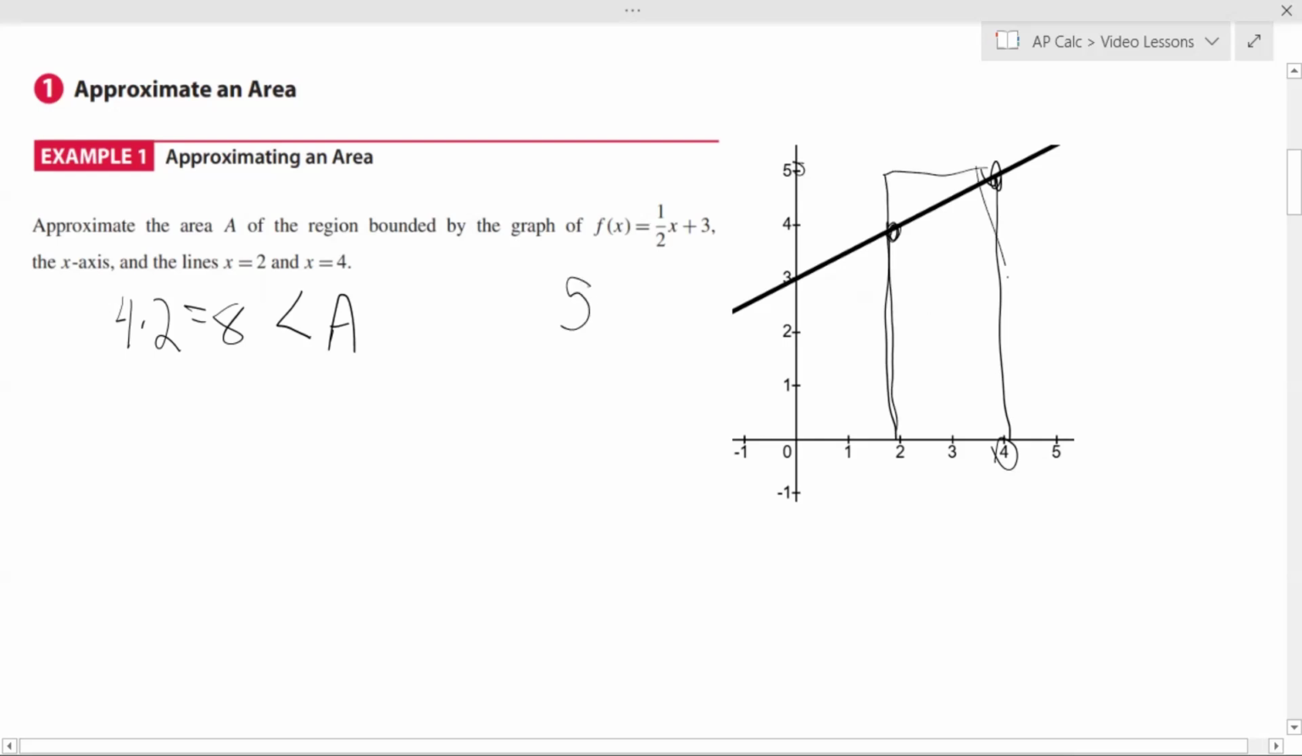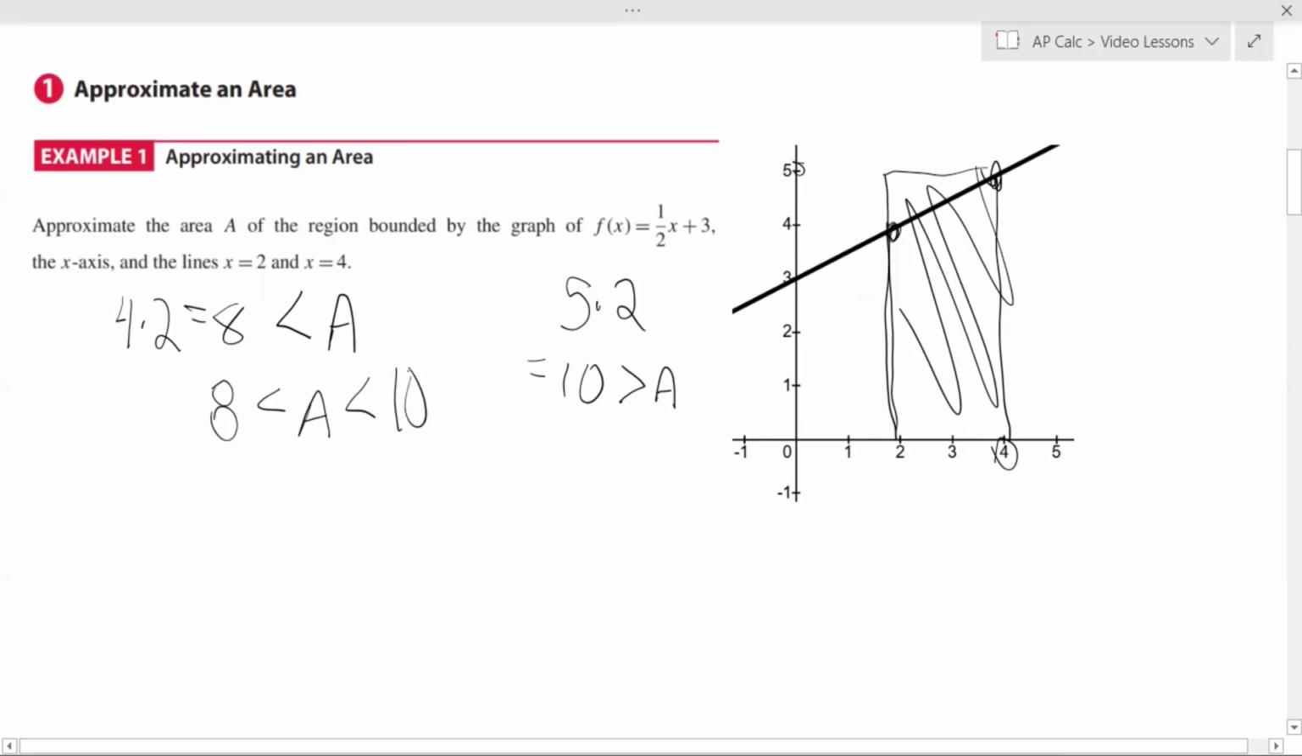And then if I finish the rectangle using that height, I get 5 times the width of the interval, which is 2 units. And that gives me 10. That's going to be greater than the exact area. So I know now that the area has got to be between 8 and 10. But also, I could use more rectangles. So if we use, let's say, 2 rectangles.